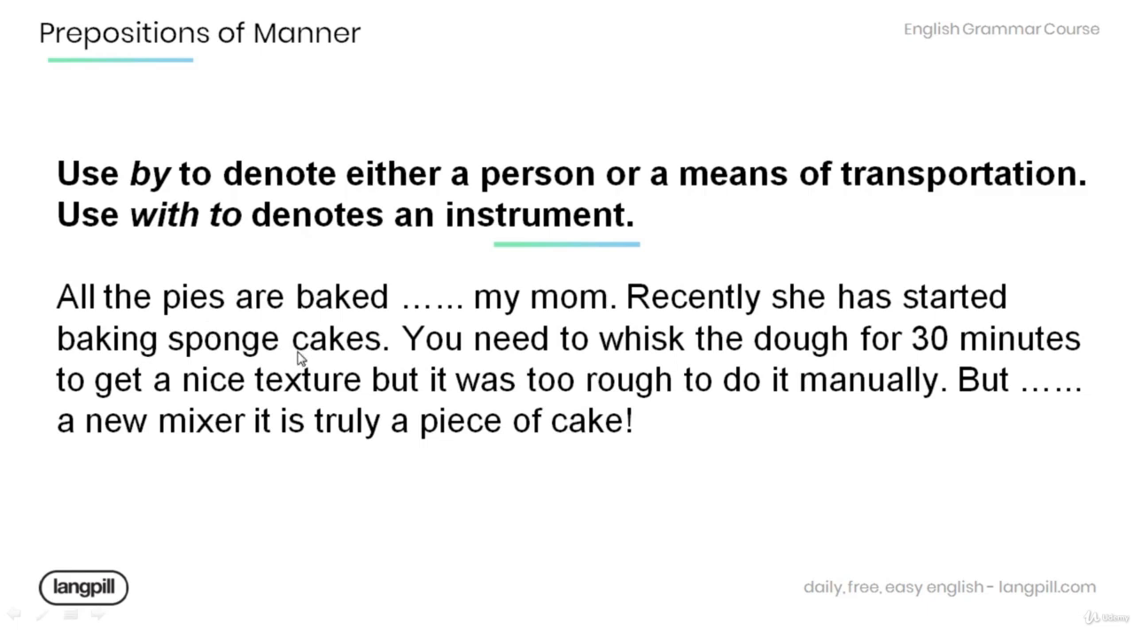All the pies are baked by my mom. Recently, she has started baking sponge cake. You need to whisk the dough for 30 minutes to get a nice texture, but it was too rough to do it manually. But with a new mixer, it is truly a piece of cake.